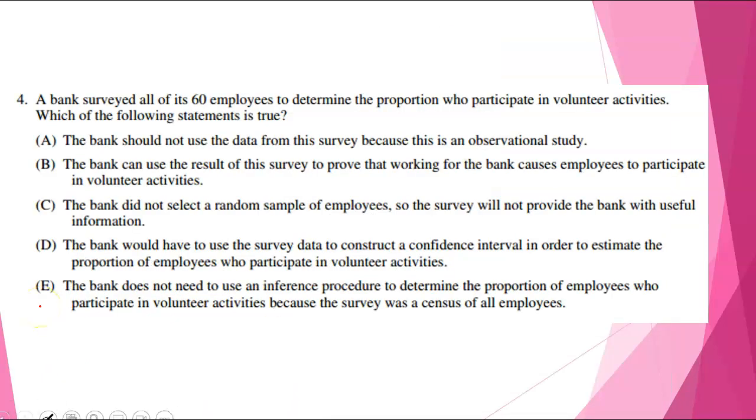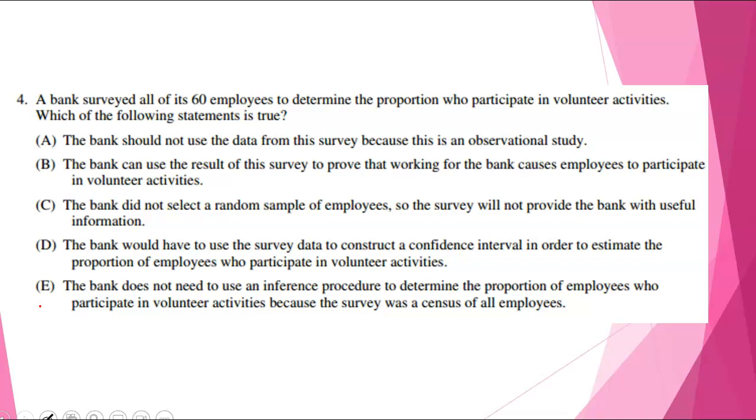If we look at question 4, it says a bank surveyed all of its 60 employees to determine the proportion who participate in volunteer activities. Which of the following statements is true? Right off the bat, guys, if you notice, it said all of its 60 employees. So this is a census. We don't have to take a sample to try to estimate the population because we have the population. So in this case, our answer is going to be E.